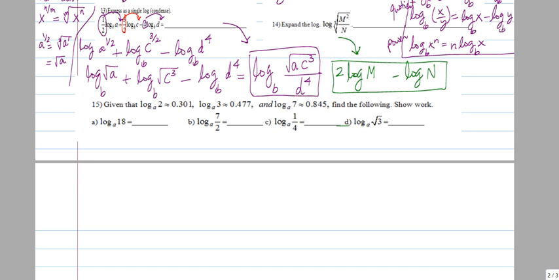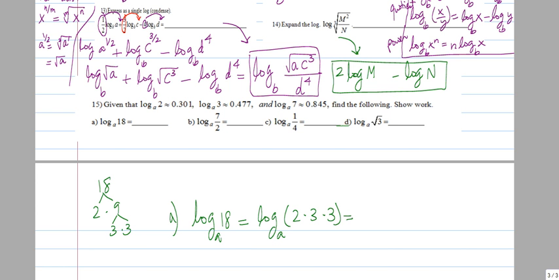So the best way to do this is a prime factorization of 18. 18 is 2 times 9, and 9 is 3 times 3. So 18 is 2 times 3 times 3. So log base a of 18 is log base a of 2 times 3 times 3. We're going to expand this. That's log base a of 2 plus log base a of 3 plus log base a of 3. So that's really 2 log base a of 3s.